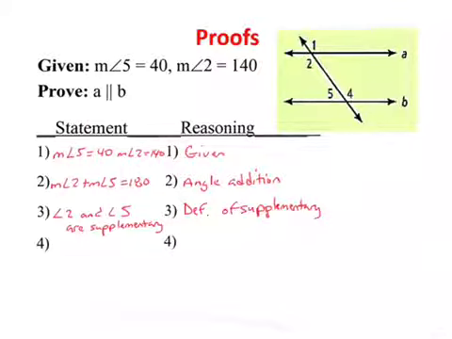And so if those two angles are supplementary, in this case basically being same side interior angles, we should be able to prove that our two lines are parallel. So A is parallel to B by the converse of same side interior angles.